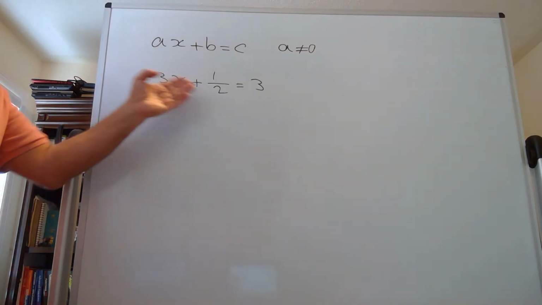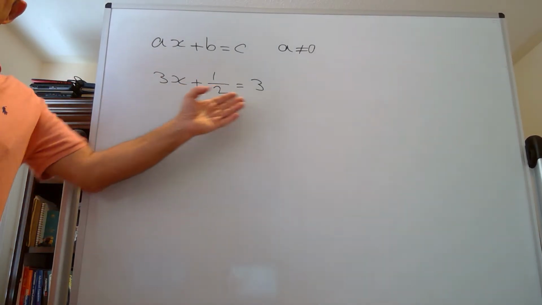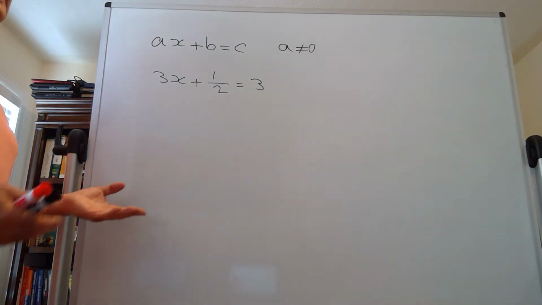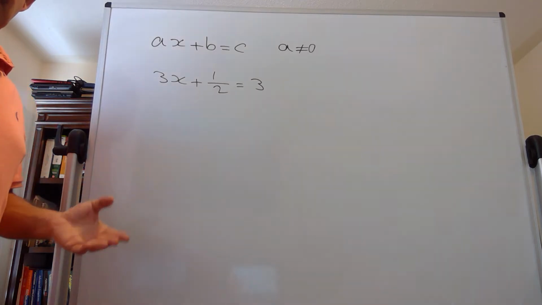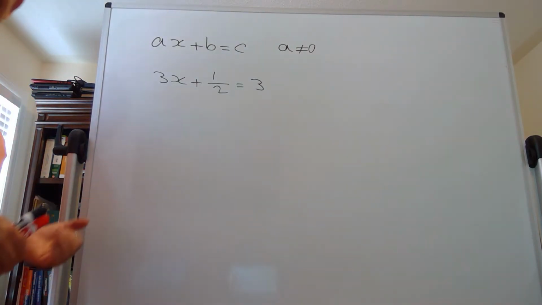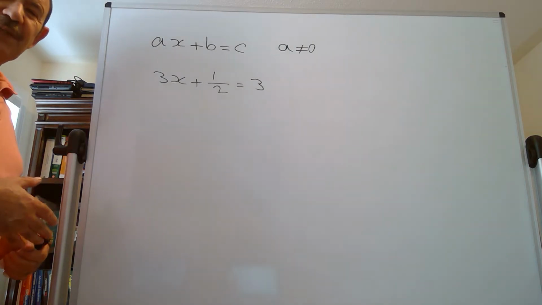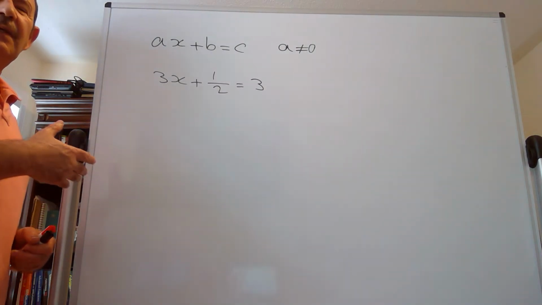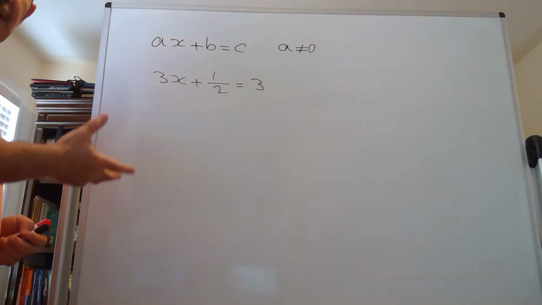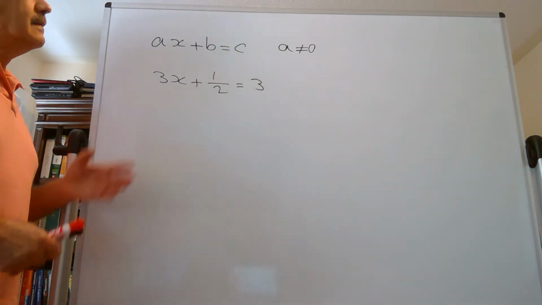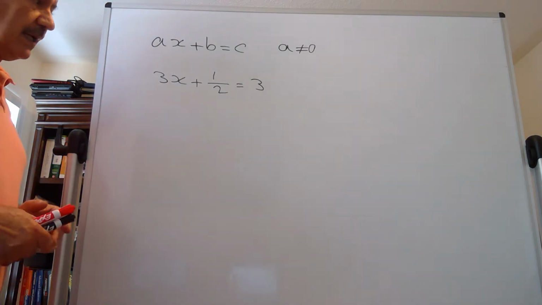When we have an equation, we can multiply both sides of the equation by the same number and the equation doesn't change. We can divide both sides of the equation by the same number. We can add the same number to both sides, or we can subtract the same number from both sides. And the equation remains the same. We are not changing the equation actually.